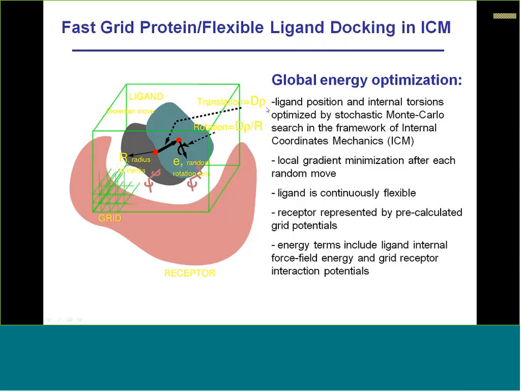So the ligand position and internal torsions of your ligand are optimized by the stochastic Monte Carlo search method in internal coordinate mechanics, which is ICM, which is our basic framework. There's a local gradient minimization after each random move. The ligand is continuously flexible, and the receptor is represented by pre-calculated grids.